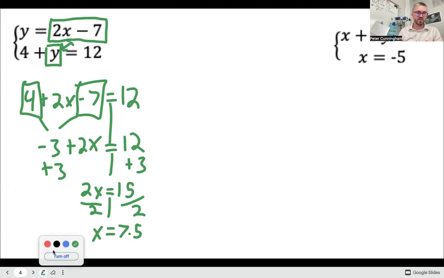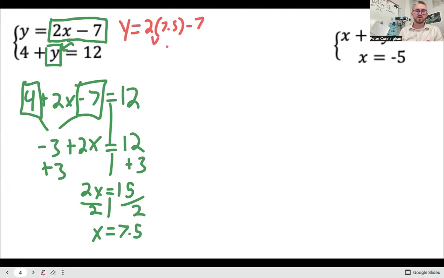I'll switch colors to find y. Y equals 2 times 7.5 minus 7. 2 times 7.5 is 15. I've already proven that, haven't I? Minus 7. Y equals 8.